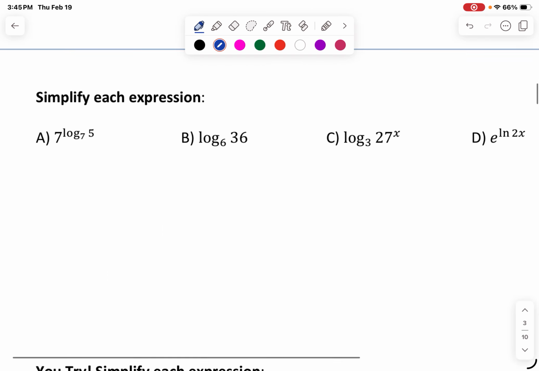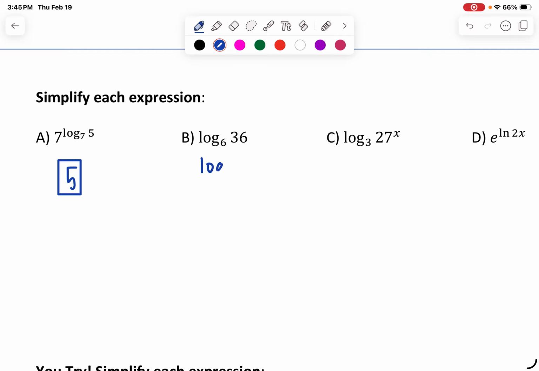So here we have 7 to the log base 7 of 5. The bases match, so it's equal to that argument, 5. Next one, the bases don't match, it's a 6 and a 36, but I can rewrite 36 as 6 squared. Now the base and base match, so it's equal to the exponent, 2. Depending on which form it is, I keep saying exponent or argument, it depends on what form it's in.